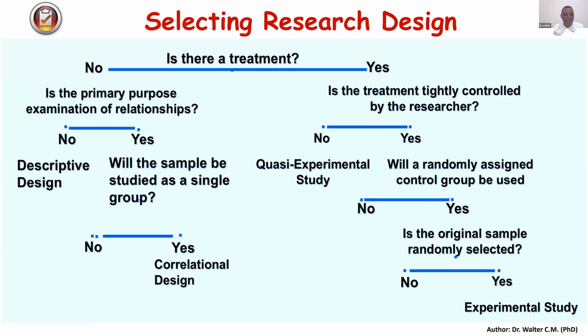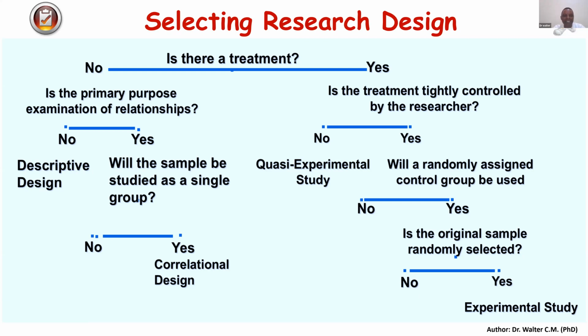Is the primary purpose to examine the relationship between the factor and the outcome? Do you want to associate outcome and exposure? If yes, it means you go to analytical. But if there is no association between the exposure and this factor, it means you end up with a descriptive design. So you can see how easy it is to conduct a descriptive observational study compared to analytical, because with analytical you need to go further.